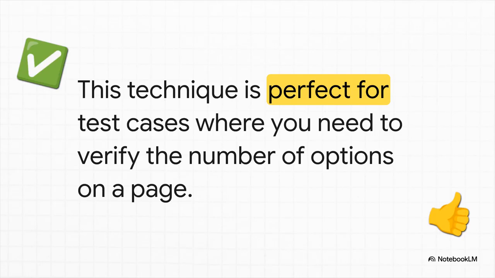So you might be thinking, okay, neat, but why do I care? Well, think about this. Imagine your test needs to make sure a settings page always shows 5 different notification options. You can use this find elements and size combo to instantly check if all 5 checkboxes are actually there. It makes your tests way more robust.